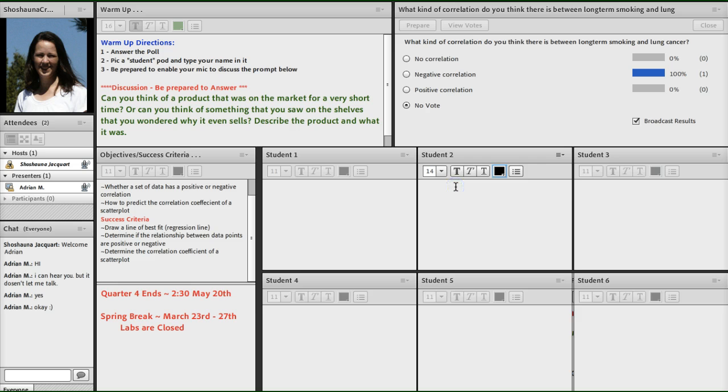I'm going to put Mrs. Oh, I totally didn't start typing. And then I can also switch my colors out. Oh, cool. I want you to tell me why you think there's a negative correlation, and take over a pod if you want.